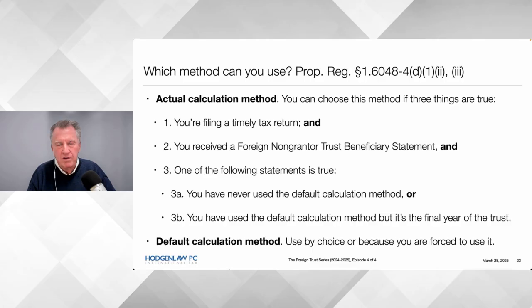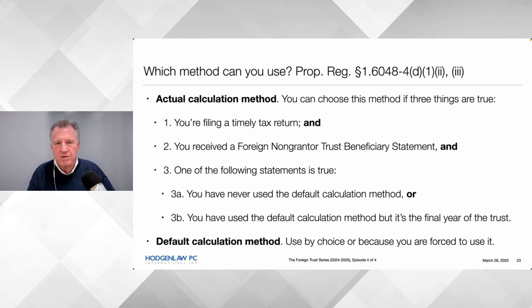And then one of the third things is true, which is you've never used the default calculation method in the past, because the default calculation method is kind of like the Roach Motel. Once you go in, you never get out. It's kind of like a PFIC, right? Once a PFIC, always a PFIC, unless you do a purging election.